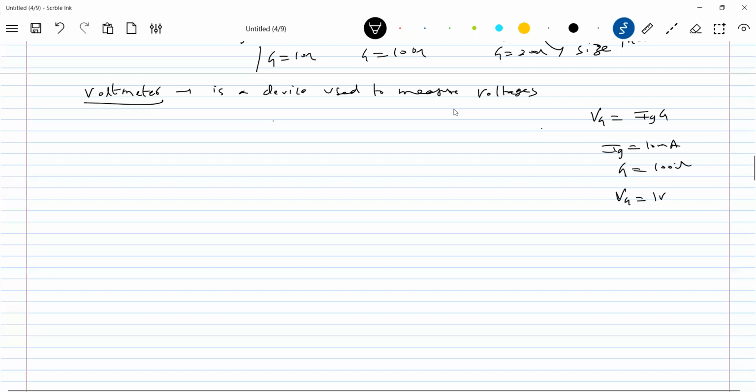Anything more than 1 volt, the galvanometer cannot measure. But practically, what happens? I come across a wide variety of voltages, no? 1 volt, 2 volt, 5 volt, 10 volt, 40,000 volt, 1 lakh volt, or 5 lakh, 10 lakh volt. So definitely I need an instrument which can measure high voltages. So the galvanometer cannot help us. Just a plain galvanometer will not help us.